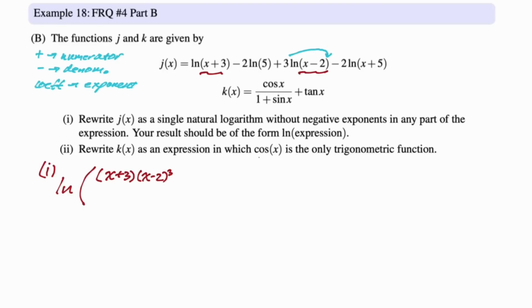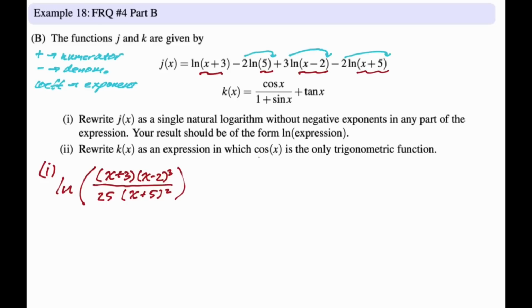And then anything with a minus goes in the denominator. So this 5, but the exponent, so that's 5 squared, which is 25. And then this x plus 5, but that 2 is an exponent, so the quantity x plus 5 squared. And that's it. There's nothing more to be done. Let's take a look at the next part. There is a domain thing going on there, but they don't ask for that, so I'm not going to put it. Okay, let's look at k of x.